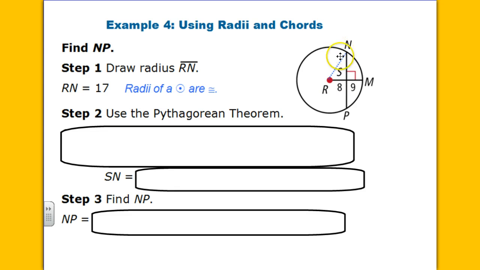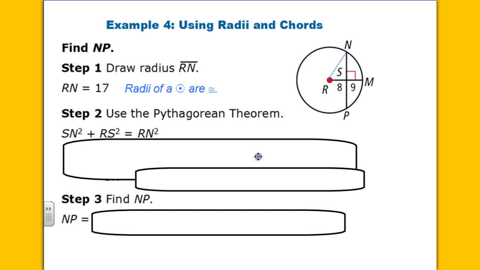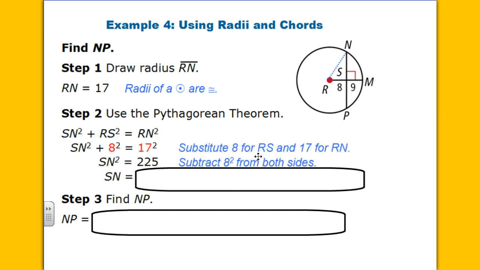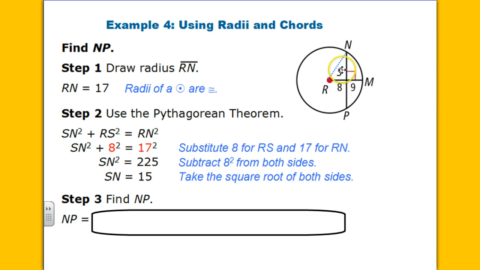We know this length is 17. That is what part of this little right triangle? That's right, it's the hypotenuse. We know that this leg is 8. Can we find the missing leg? Oh, yes, we can, right? So we can set it up, substitute, pause and find it. And when you do, you know that the length from that point of intersection S to N is 15. So if this length is 15, then what is the length of the entire NP? Well, we know that S to P is also 15 because this chord was bisected. So 15 twice gives us 30.